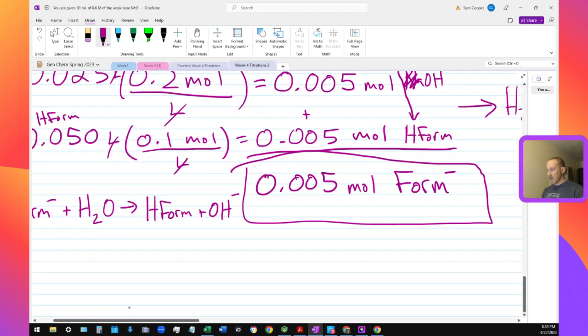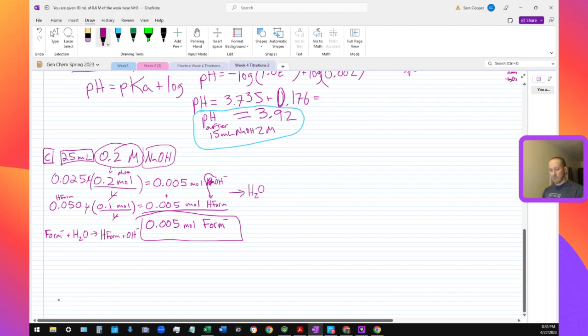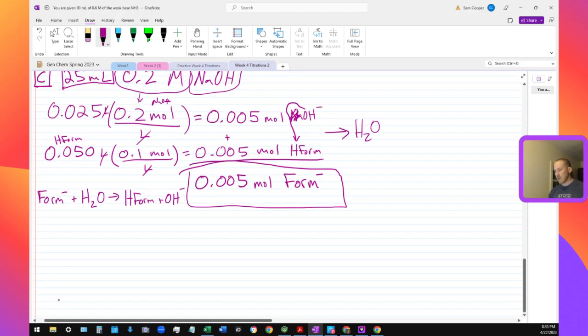Formic acid is a strong-ish weak acid. I guess probably medium strong. Formate is quite not strong. That's how it always works. The stronger the acid, the weaker the conjugate base. The weaker the acid, the stronger the conjugate base.